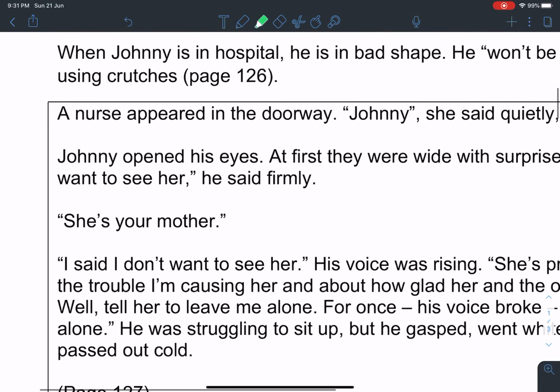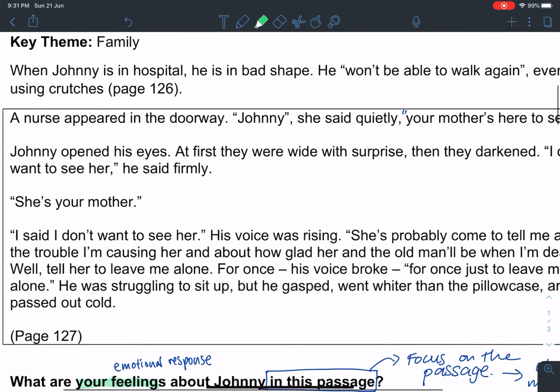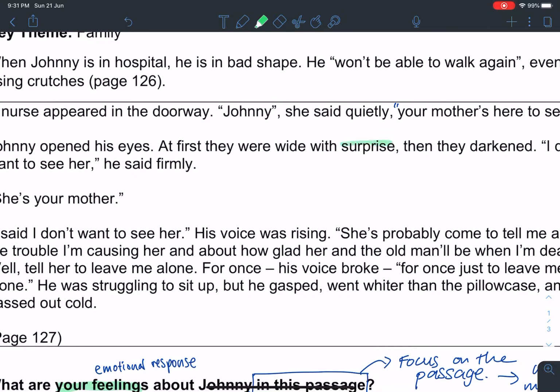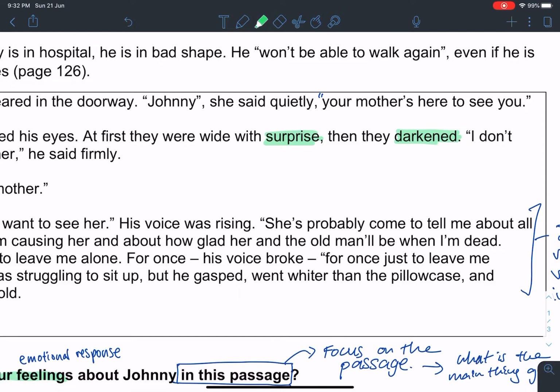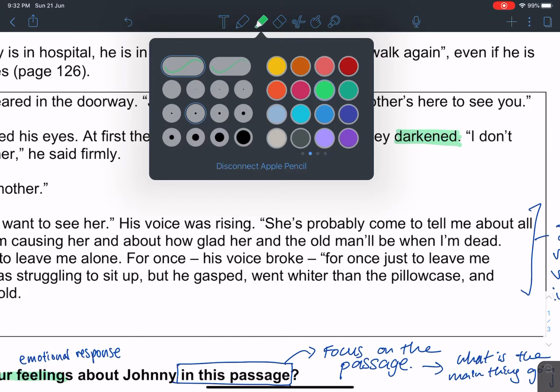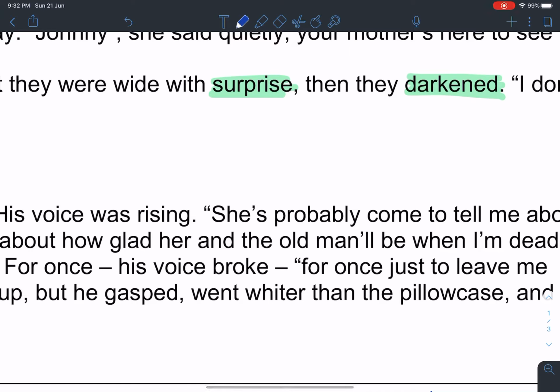Okay, so we see Johnny open his eyes, which means to say he was sleeping before that. It was something of note. At first they were wide with surprise, and then they darkened. So straight away, I should be thinking of surprise and darkened. So Johnny is surprised. So I need to start thinking, why is he surprised?